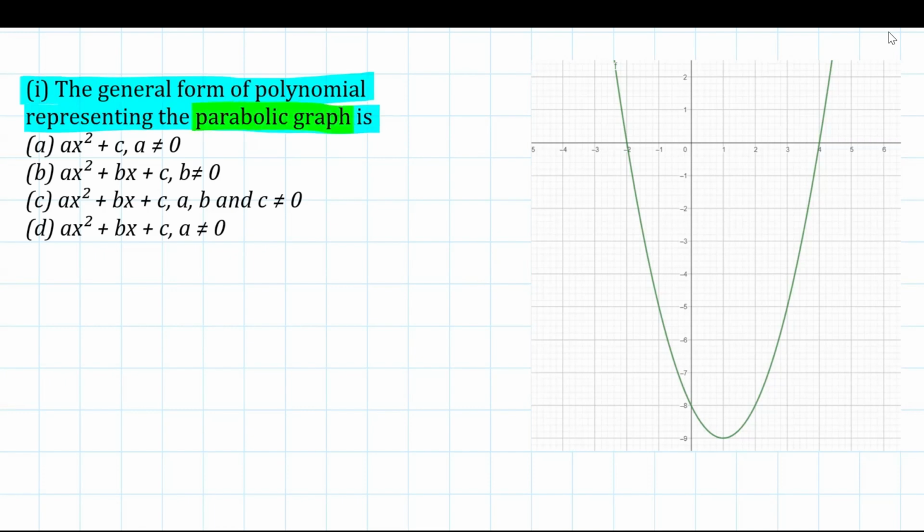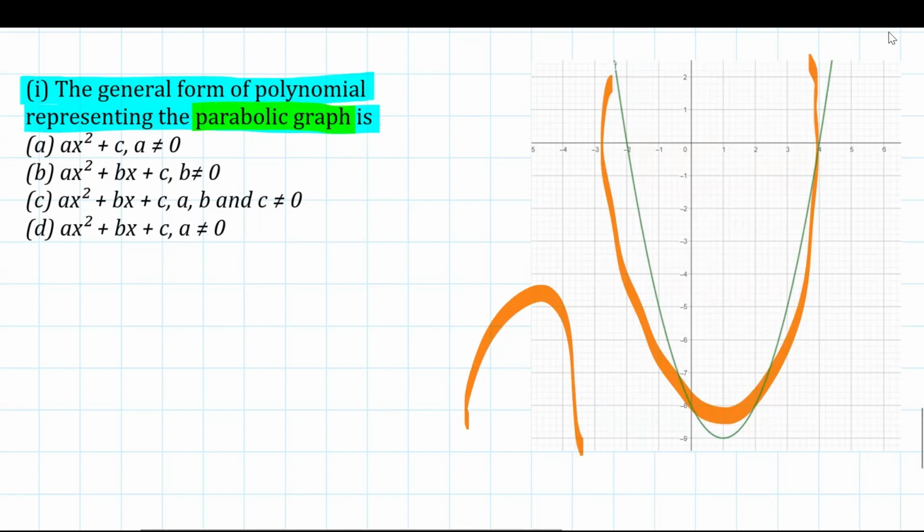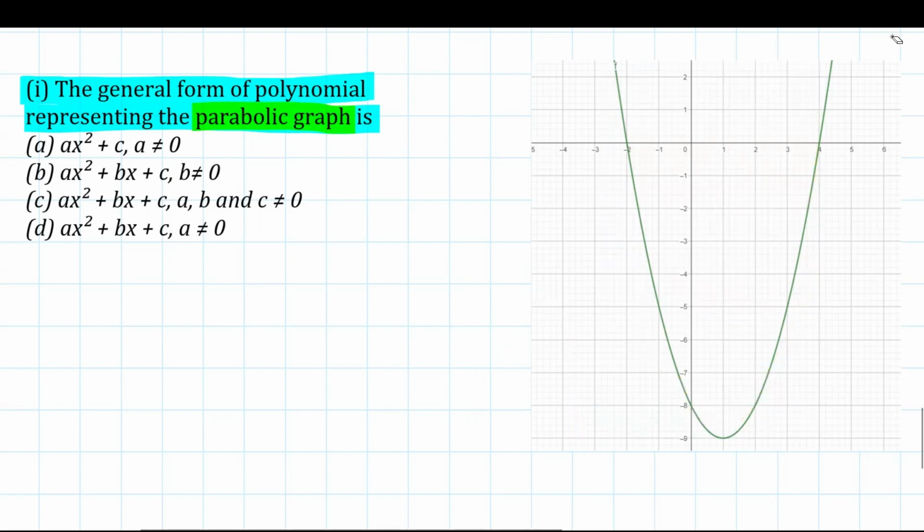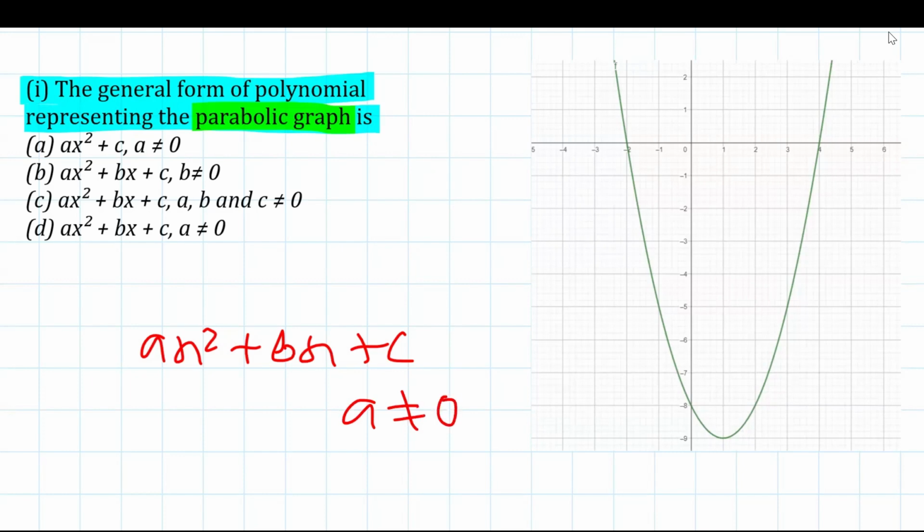A quadratic polynomial represents a parabolic graph. You can see this is a parabolic graph, could be upward or could be downward like that. Now, before reading the option, we can write our standard formula, and that is ax² + bx + c, the representation where a should not be 0, right? A should not be 0.